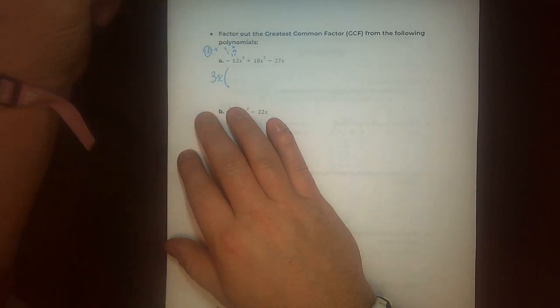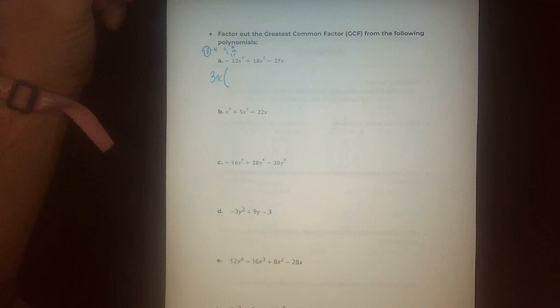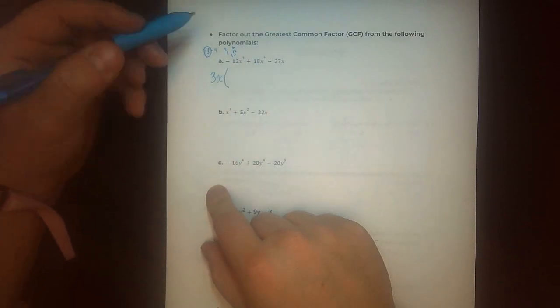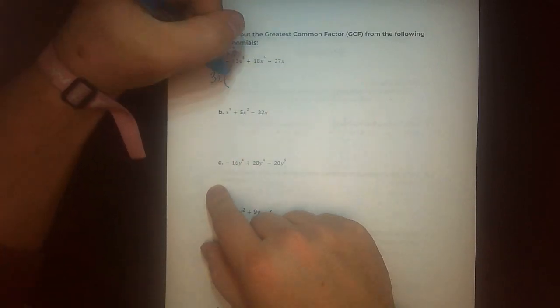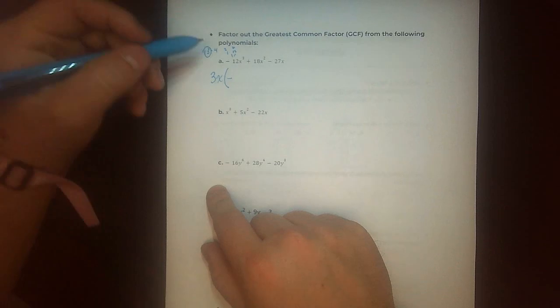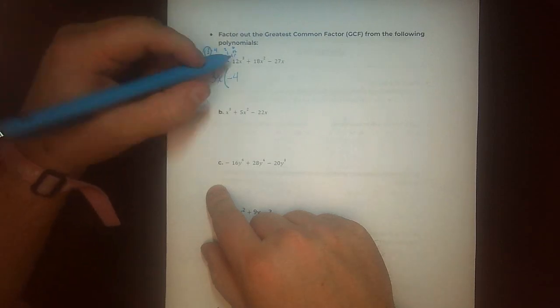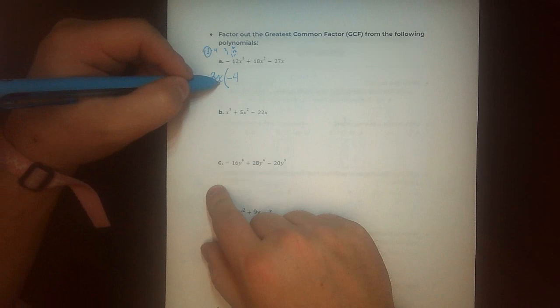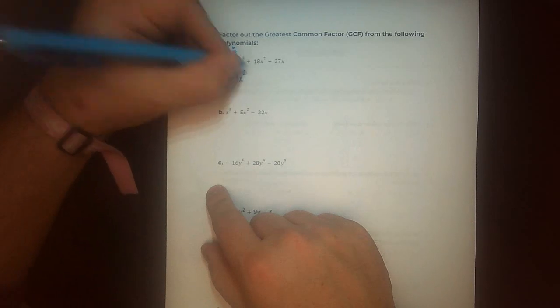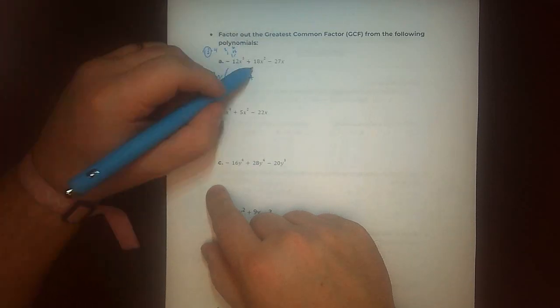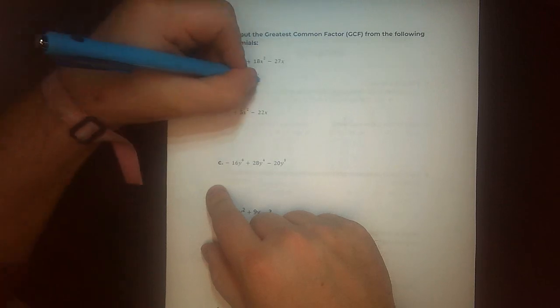Okay, remember we're going to turn it into a distribution problem. So it means we're going to divide all 3 of these things by 3x. So negative 12, so I'm going to go ahead and put my negative. What is 12 divided by 3? It's 4. Okay, and then x to the third power divided by x. So x squared. Okay, plus 18 divided by 3. It's going to be 6.